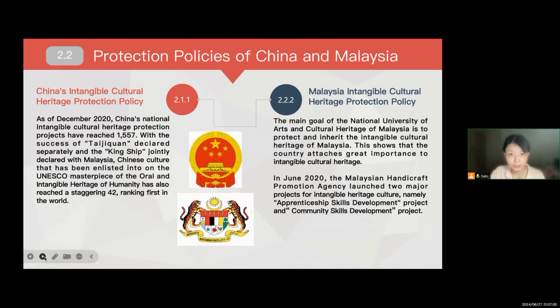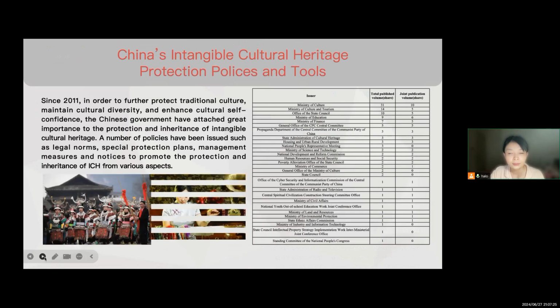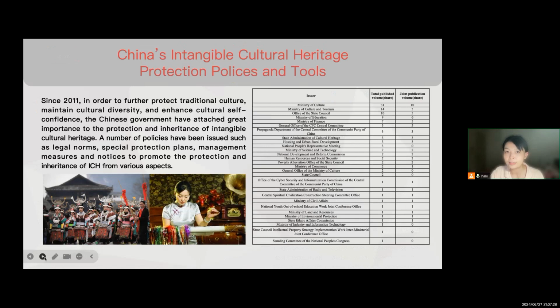Okay, second, protection policies in China and Malaysia. Both countries make efforts in intangible cultural heritage protection. So it is significant that the two countries attach great importance to intangible cultural heritage. And next, for China's intangible cultural heritage protection policies and tools, there are so many formulas, tools and policies demonstrated on these slides. So you can have a look.